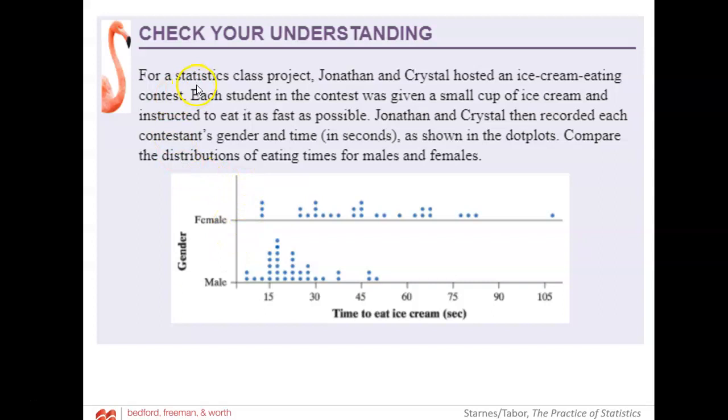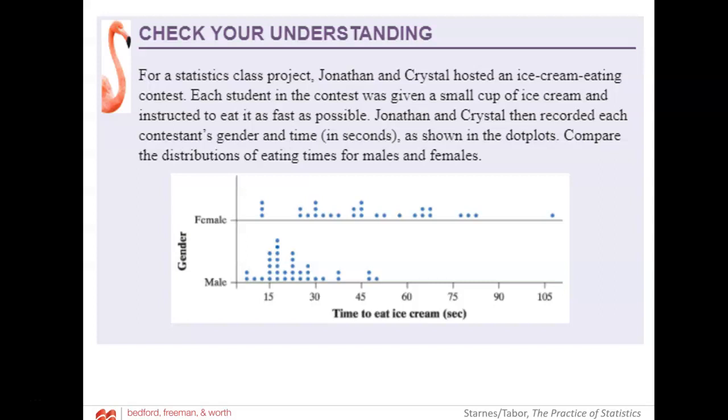Easy as that. So for a stats project, Jonathan and Crystal hosted an ice cream eating contest. Oh, these are my people. All right, each student in the contest was given a small cup of ice cream and instructed to eat it as fast as possible. Jonathan and Crystal then recorded each contestant's gender and time in seconds, as shown on the dot plot. Compare the distributions of eating times for males and females.